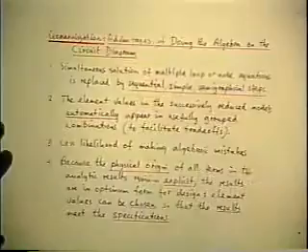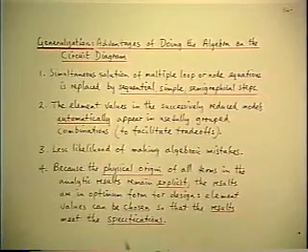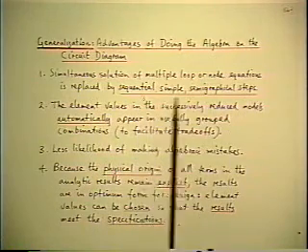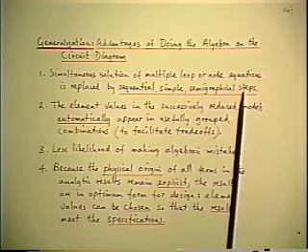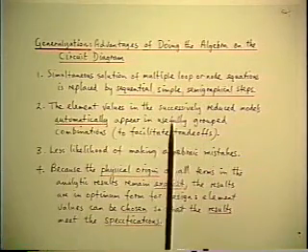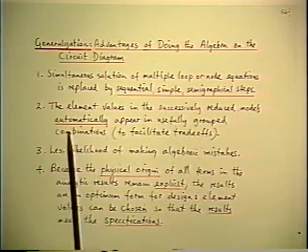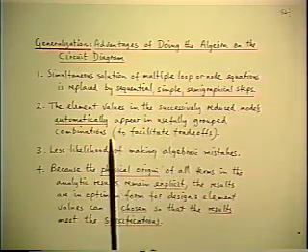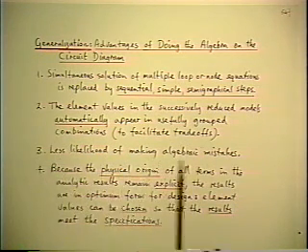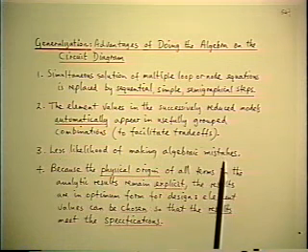So here's that same example I had right at the beginning. So the net result is simultaneous solution of multiple loop or node equations is replaced by the sequential, simple, semi-graphical steps of doing the algebra on the circuit diagram. Element values in the successively reduced models automatically appear in the low entropy format, which facilitates the trade-offs. And you have less likelihood of making algebraic mistakes.